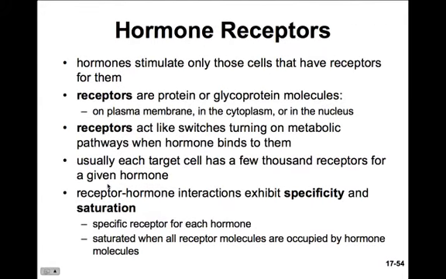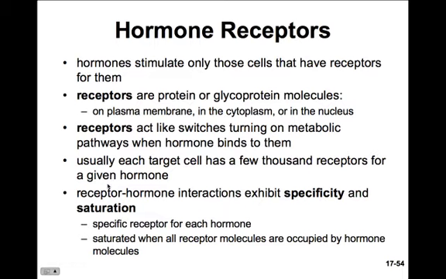So as I've already introduced, hormones will stimulate only those cells that have receptors for that specific hormone. The receptors are protein or glycoprotein molecules that are embedded in the plasma membrane or free-floating in the cytoplasm or in the nucleus. Now, whether you can actually reach receptors inside the cell depends on whether you are a hydrophobic hormone or a hydrophilic hormone. So steroid hormones can easily pass through the plasma membrane of the cell, and thus they'll bind to receptors inside the nucleus that are directly associated with the DNA.